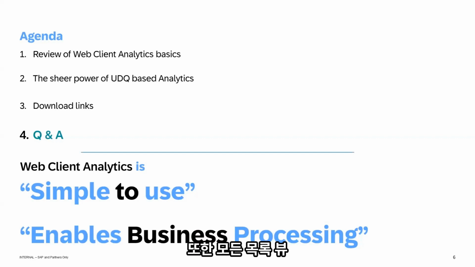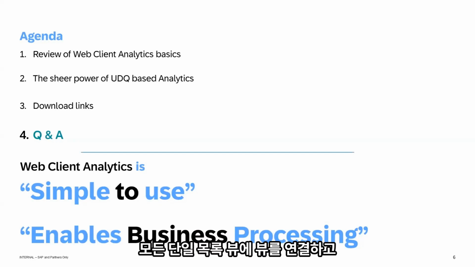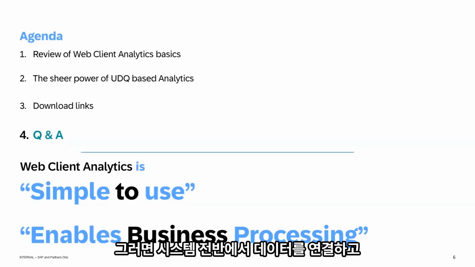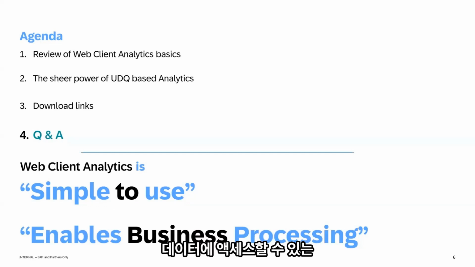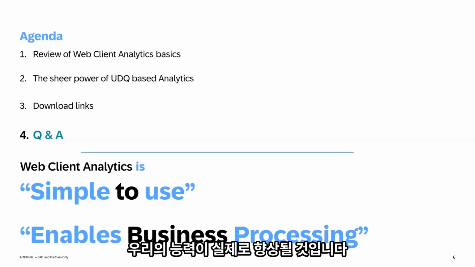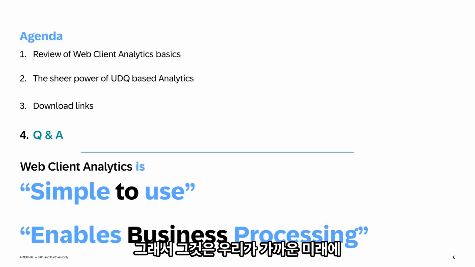And also we want to enable all of our list view table grids so that we can also link views to every single list view. So we can daisy chain list views together via links, and that will really enhance our ability to link data together and access data from right across the system. So that's one area that we are planning to develop hopefully in the near future.